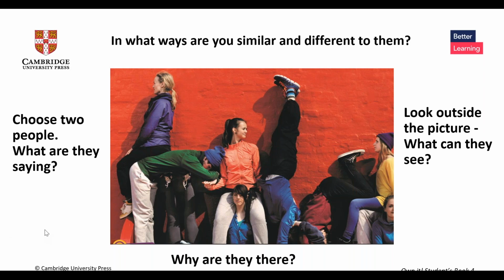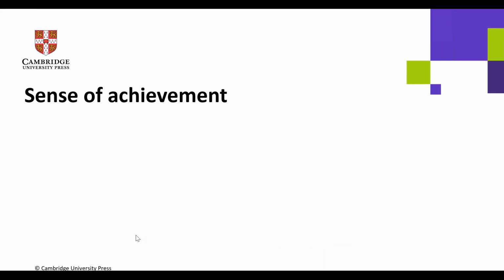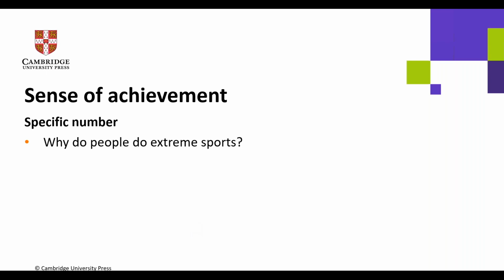Okay, another really useful way of encouraging students to engage in more meaningful interaction, really think about what they're saying, is to include a sense of achievement in the questions we ask. And we can do this very easily by adding a specific number to questions. So, for example, if I ask my students, why do people do extreme sports? They may just turn around and answer because they like it. And in all fairness to them, they will have actually completed the task, but with a very, very limited response.